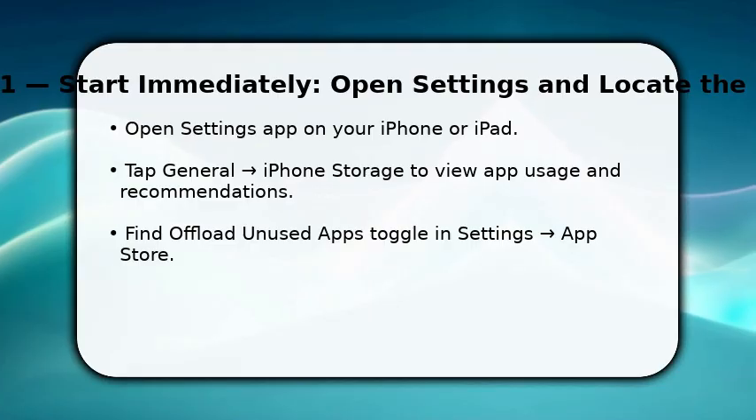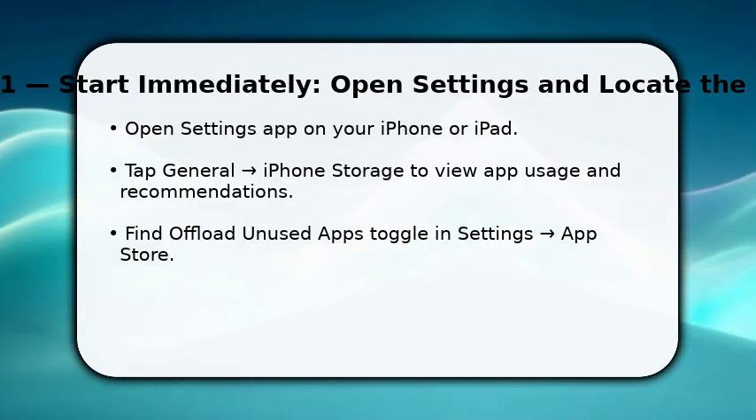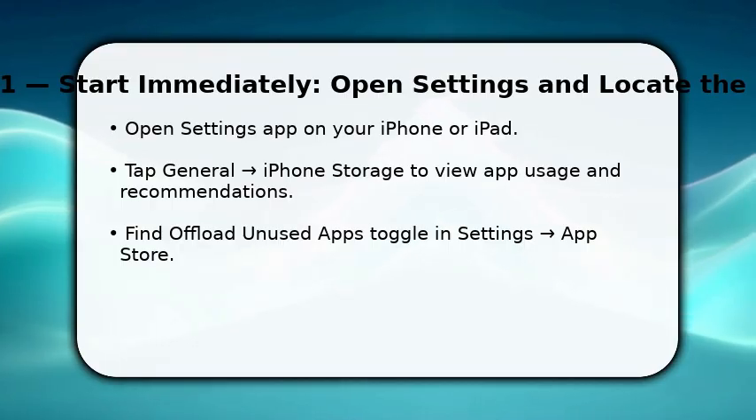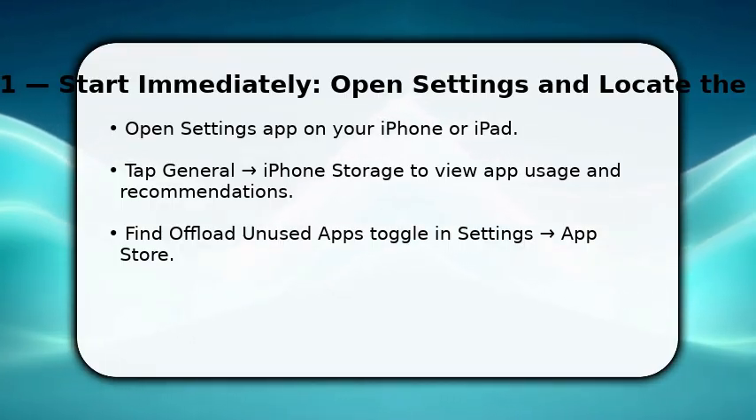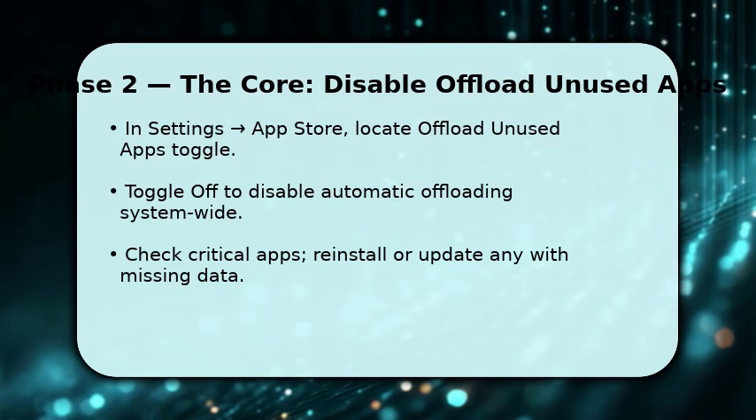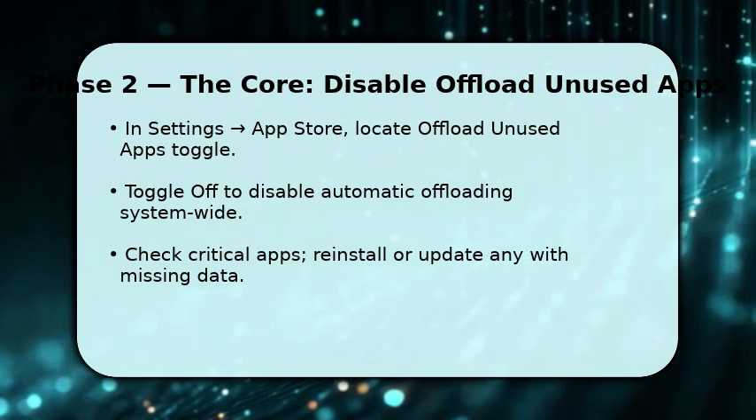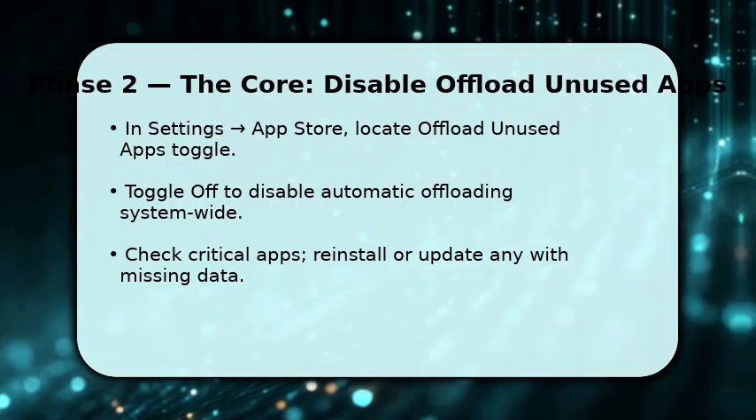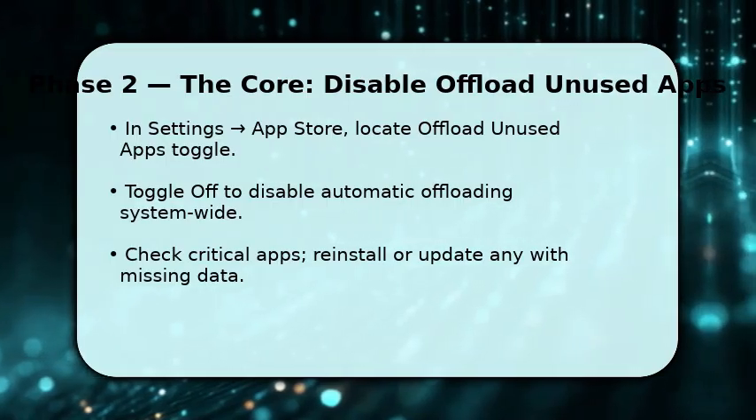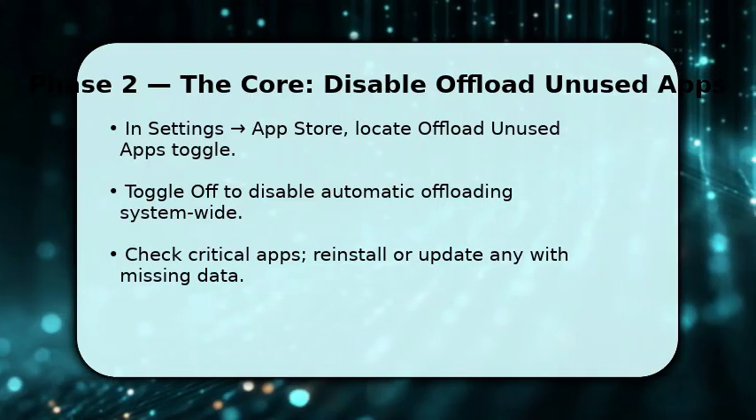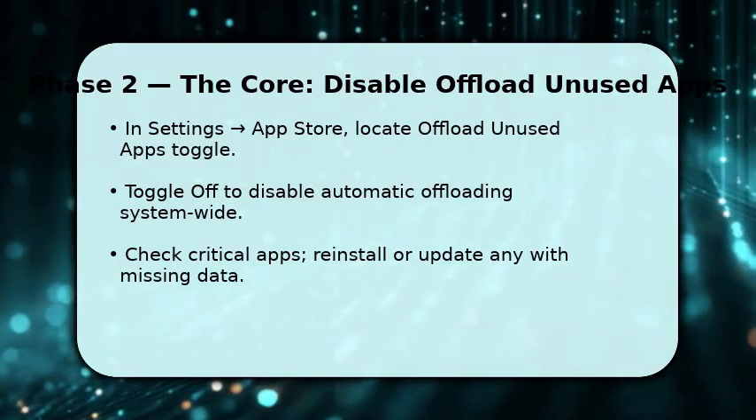You're preparing context, not just flipping switches, because understanding current storage patterns prevents surprises when apps vanish temporarily. Now focus. In Settings, tap App Store, then find Offload Unused Apps and toggle it off. You do this to stop iOS from removing app binaries when space is low. Data stays intact in most cases, but apps remain installed.